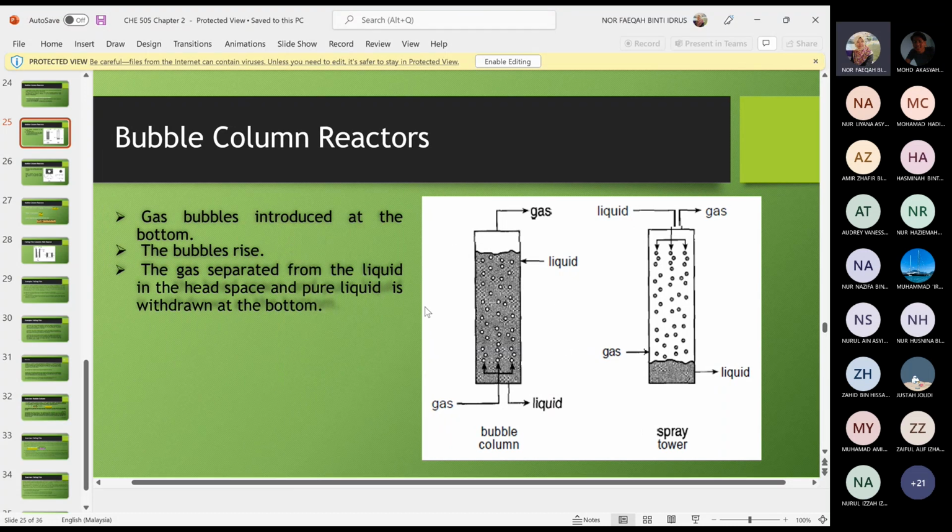Okay, so yang ni tadi bubble column, spray tower. So bubble column, gas dalam bentuk bubble. And for spray tower, liquid in drops. Okay, liquid ni fill in the tube, ataupun tube vessel in as a drop. So that's the difference between bubble column and spray tower.